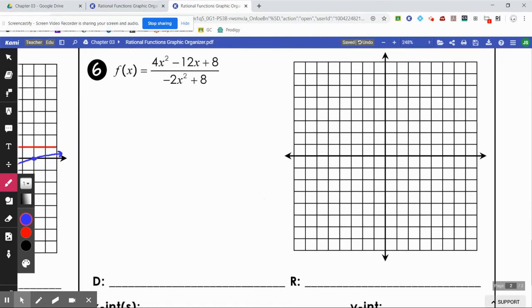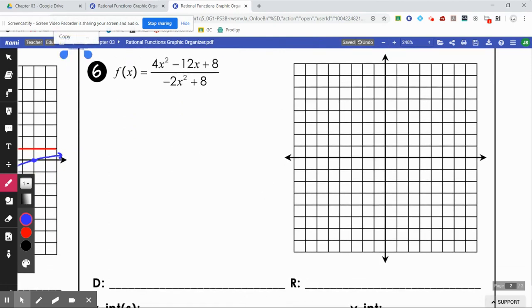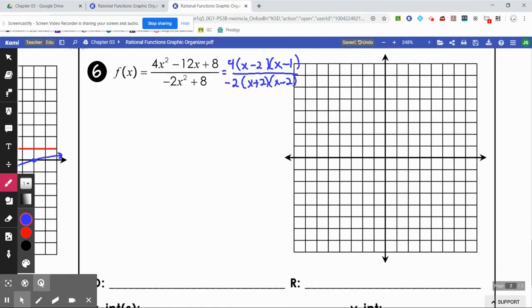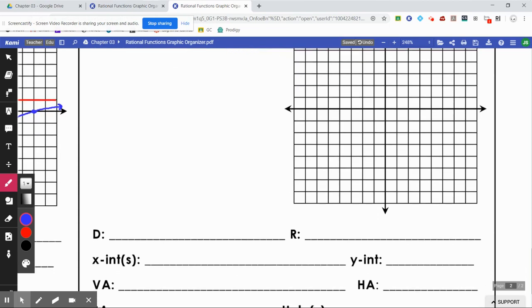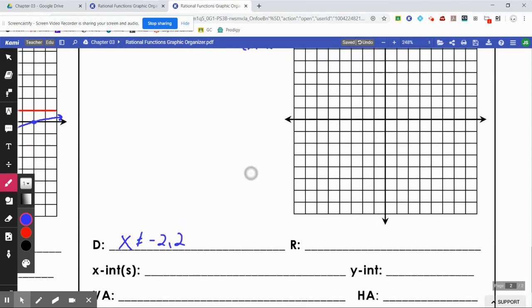And the last one. Step number 1, we have to factor both top and bottom. And there is your factored form. And you can actually notice the 4 and negative 2 on top and bottom. You could actually reduce that, it doesn't really matter, to a 2 and a negative 1. Your points of discontinuity would be: domain cannot equal negative 2 or positive 2.